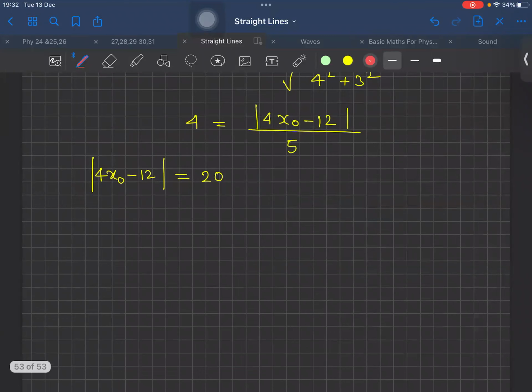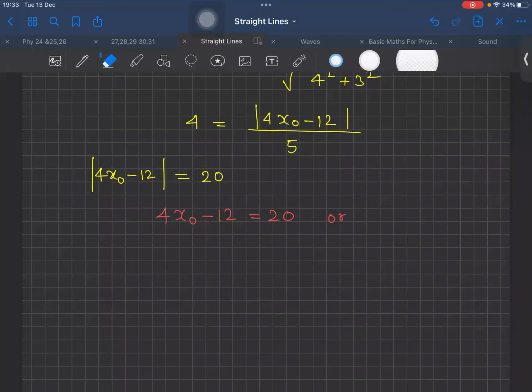See, if you remove modulus, you will have to put plus or minus sign. That means 4x0 minus 12 is equal to 12, or 4x0 minus 12 is equal to minus 20. These two values you can write out. Write it properly. So 4x0 minus 12 is equal to minus 20. So if you solve it from here, what you'll get?